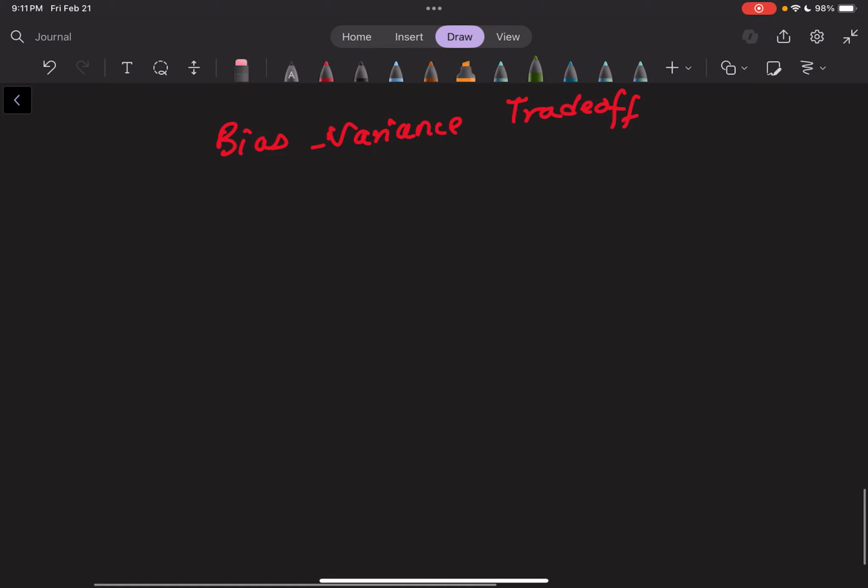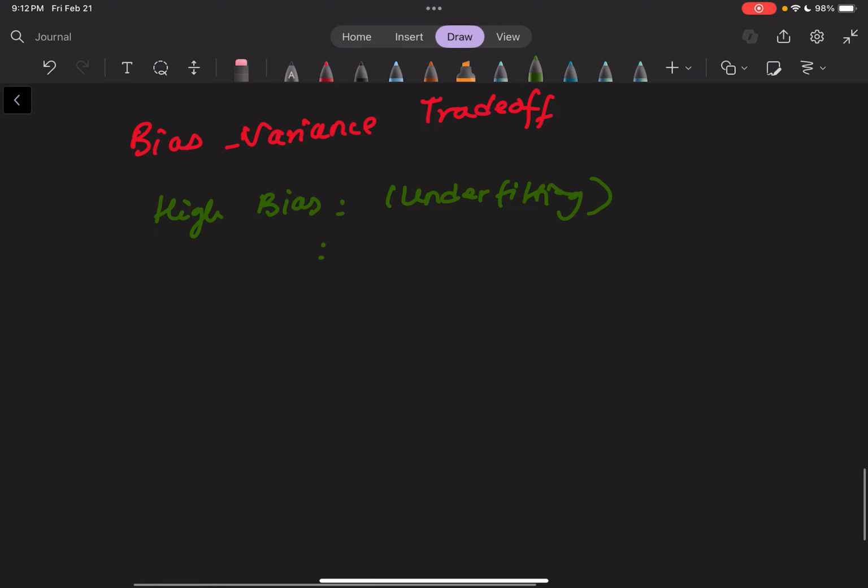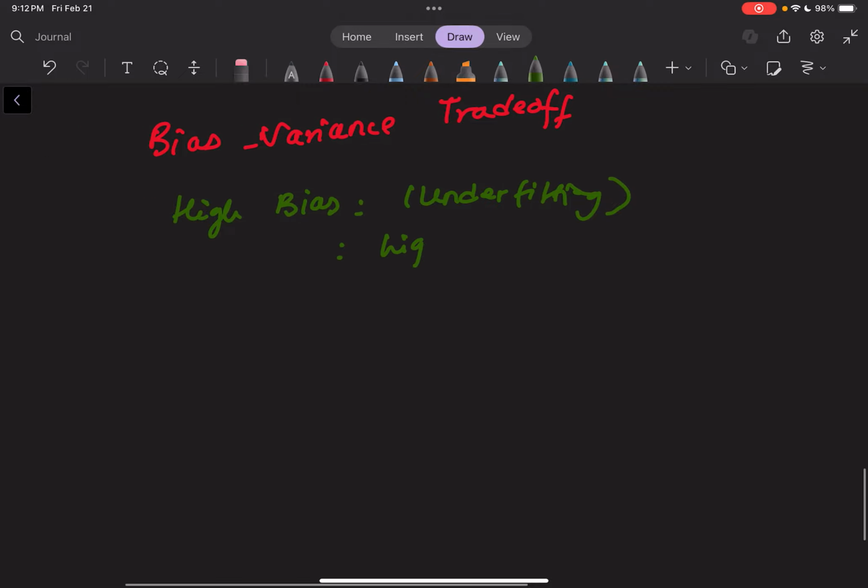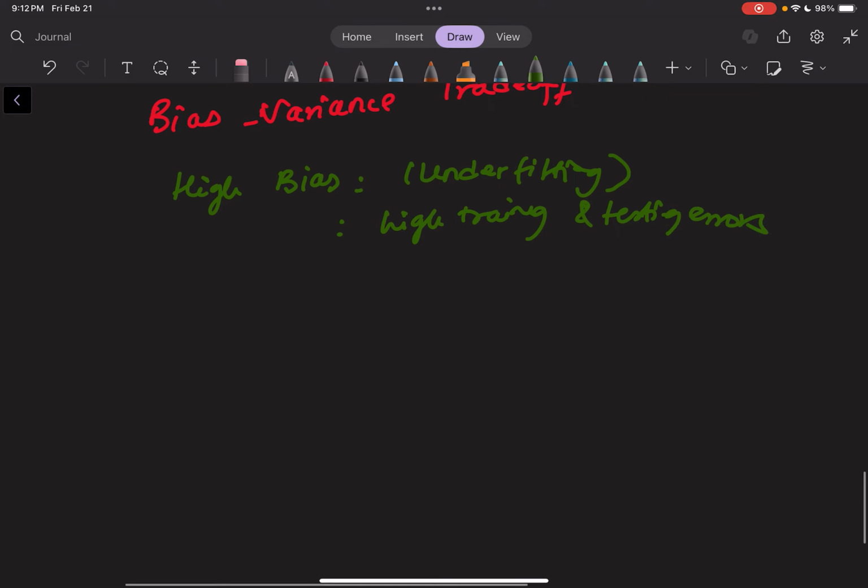So if there's high bias, then what's happening is underfitting. The model is too simple. Example, you're predicting house prices with just the number of doors. It's too simple, it's underfitting. It really fails to capture patterns, leading to high training and testing error. So when there's high bias, usually you see high training and testing errors, right?